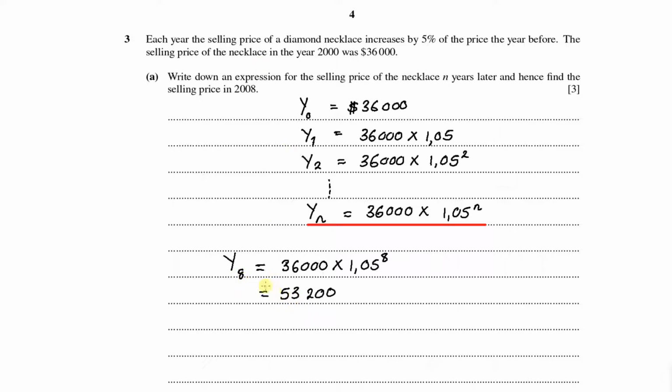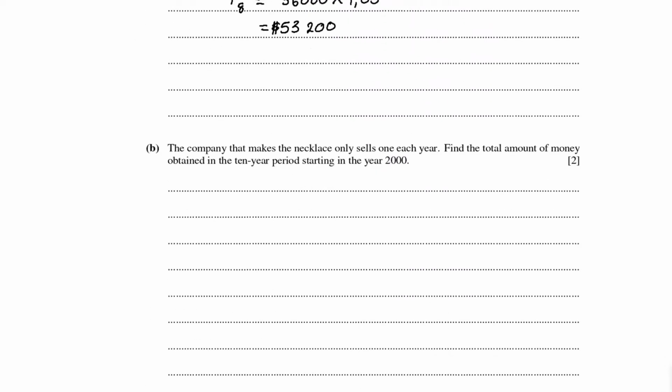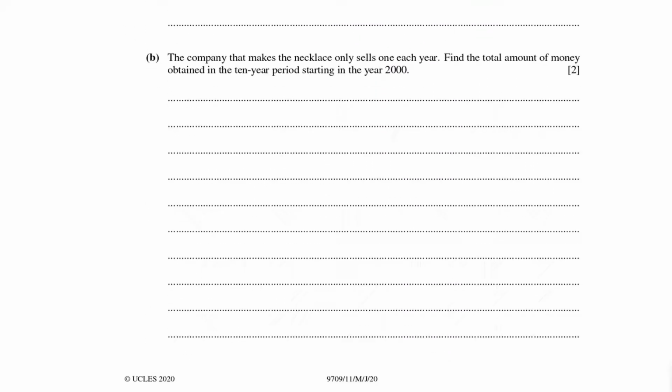Okay, you can write it as a currency with a dollar sign. It's still fine. So that's the answer to part A. Then for part B, the company that makes the necklace only sells one each year. Find the total amount of money obtained in the 10-year period starting in the year 2000.